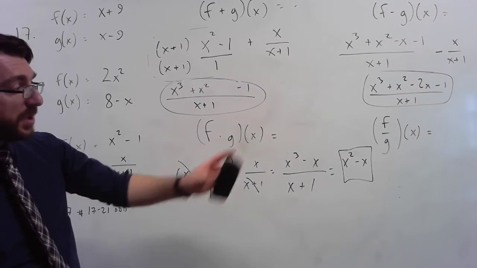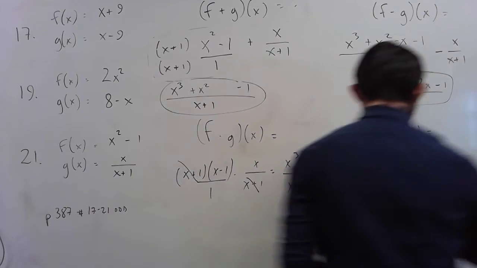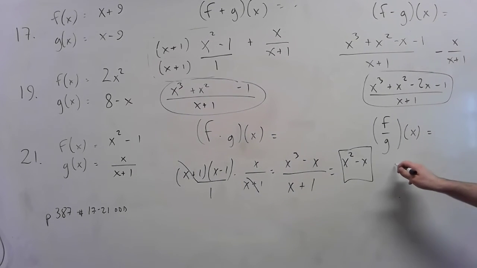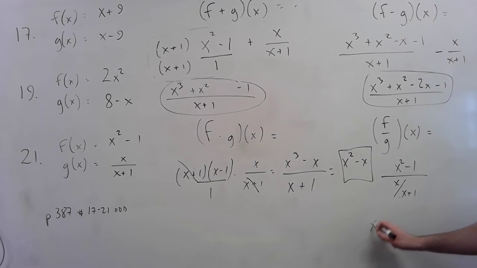F over g of x. Here we are. So that is asking for f over g. Yuck. Let's flip and multiply. X squared minus 1 as a fraction times the reciprocal of this, x plus 1 over x. Yeah, we're not going to get much better than this.